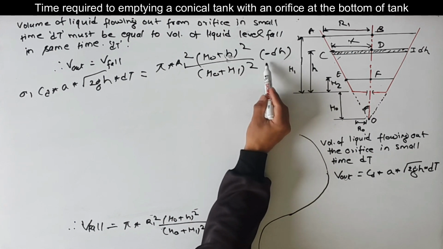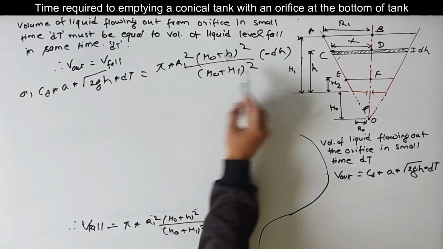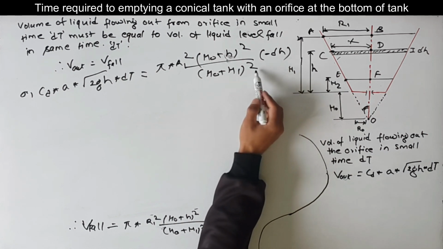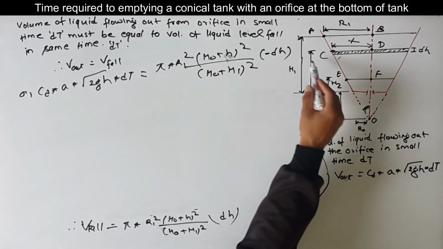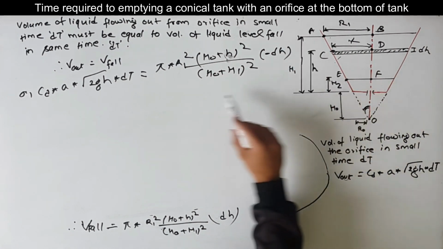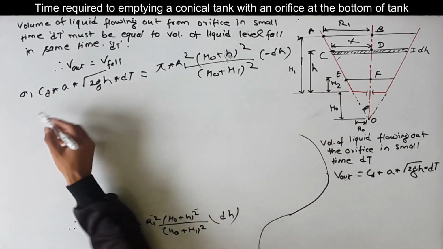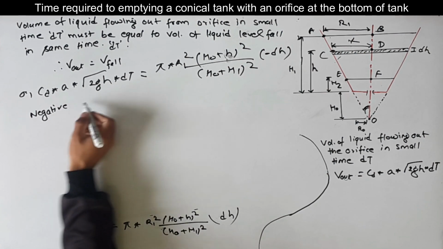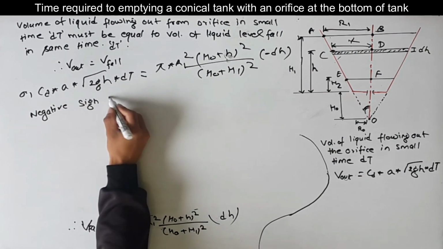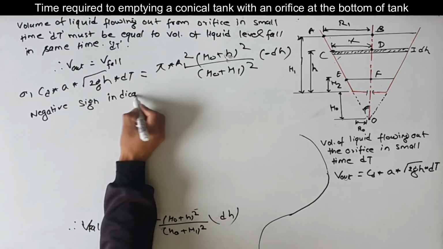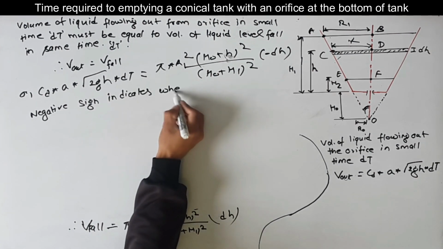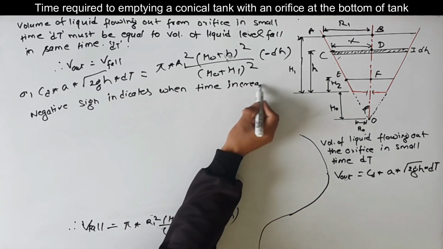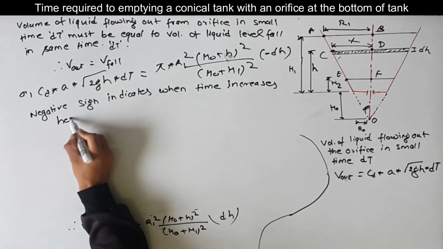Why is this negative sign introduced here? Time and height fall must be opposite. When time increases, this height decreases. So the negative sign is introduced. We can write here: the negative sign indicates that when time increases, height decreases.